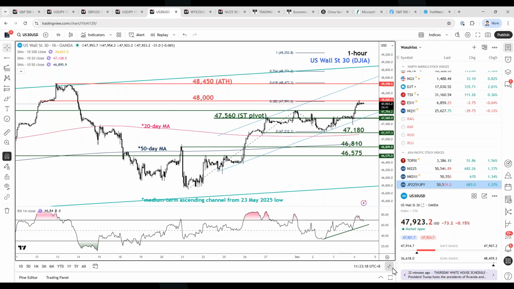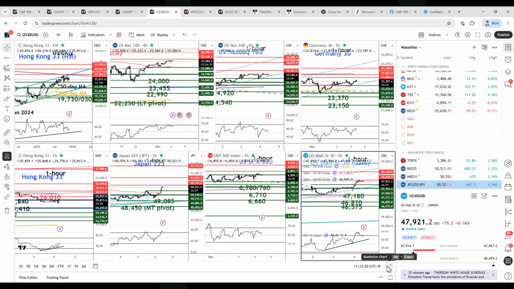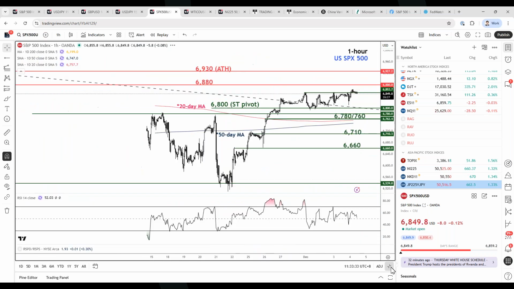So that's for the US Wall Street 30, representing the Dow Jones Industrial Average, still maintaining that bullish bias after a minor pullback that may take shape, holding above 46,560 short-term Titan pivotal support. Next up will be the S&P 500.